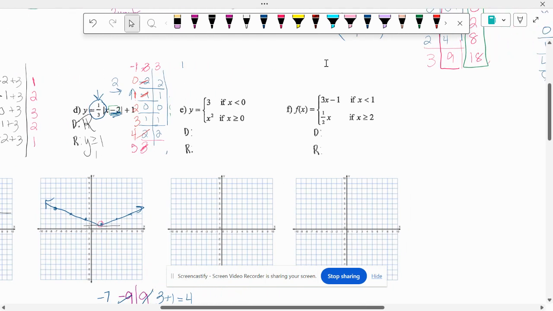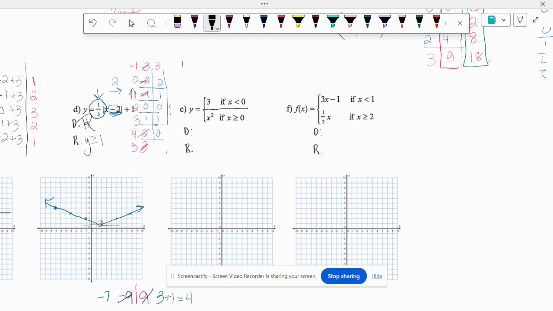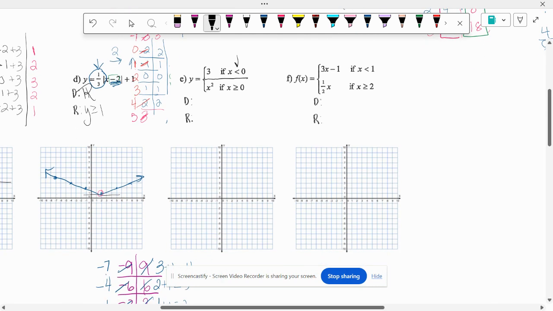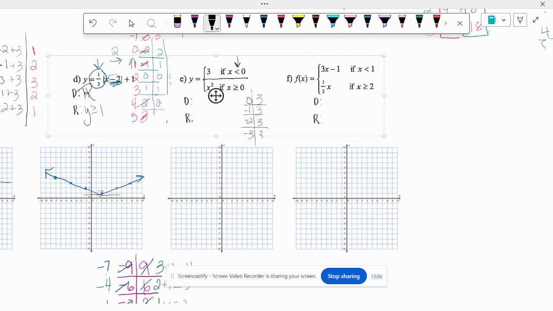Okay, so piecewise functions. A piecewise function means that you're graphing 2 or 3 different functions on the same graph based off of these rules. So for values of x that are less than 0, I'm going to use 0, -1, -2, and -3. For all values of x that are less than 0, y is going to equal 3. Well, that's just this horizontal line, right? That's the line y equals 3 right here.